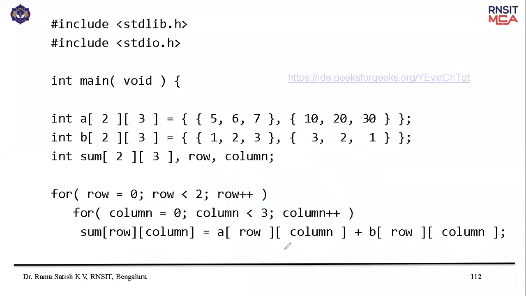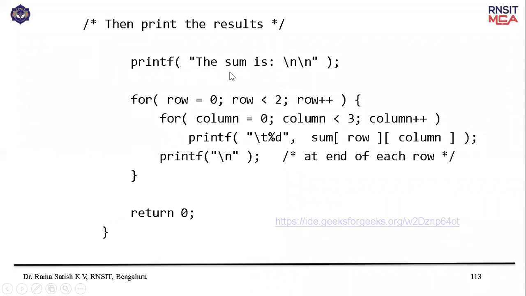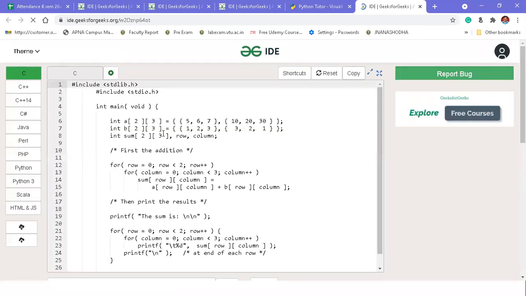In the next slide, what we are trying to do is print the sum of matrices. In the previous for loop, you calculated the sum. Now you are trying to print the sum of rows. So you are printing it, and of course, the same program is available here. You can certainly see the program.